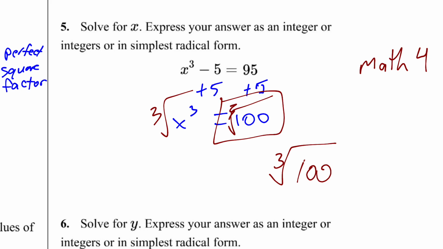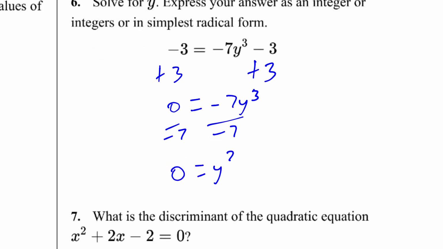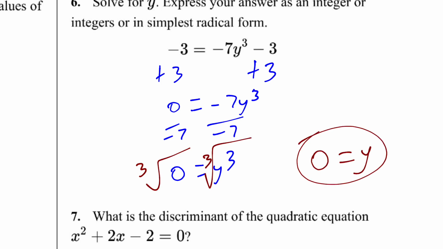All done here. For this one, I'm going to add 3 to both sides. I get 0 is equal to negative 7y cubed. When I divide by negative 7, I get that 0 is equal to y cubed. If I was to take the cube root of 0, well, that is just 0. Only one answer. And I'm done.